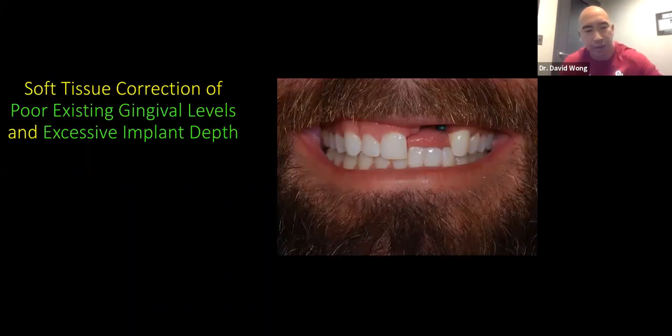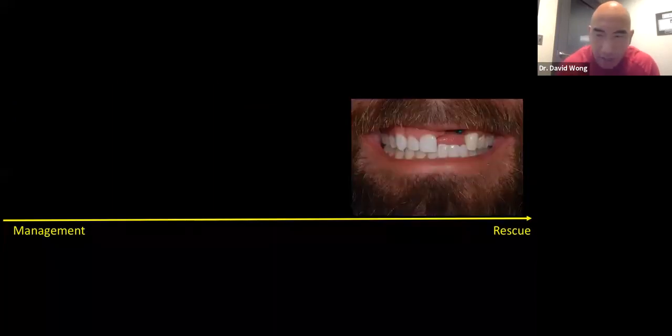Last case here. So let's talk about this. This is also the case that we started off with. So we have Lucas here, who's got 2 implants that are, of course, integrated, replacing number 9 and 10. His story is he got hit by a hockey puck and knocked out 2 teeth. So once again, this is a rescue mission. This is not soft tissue management. We are no longer in control.